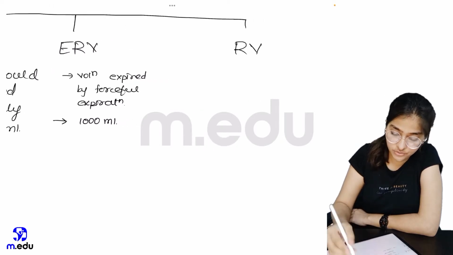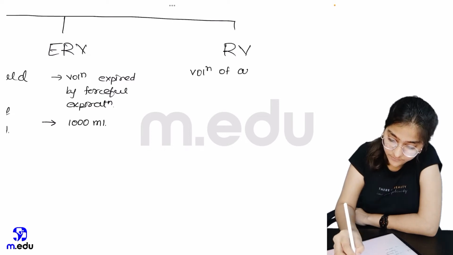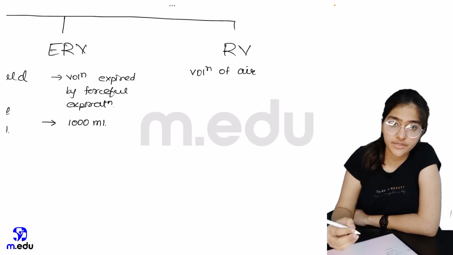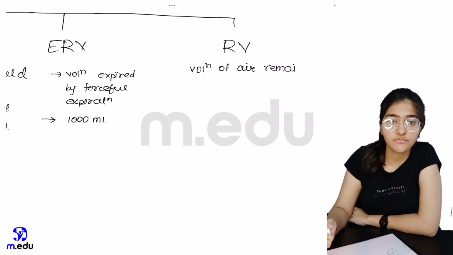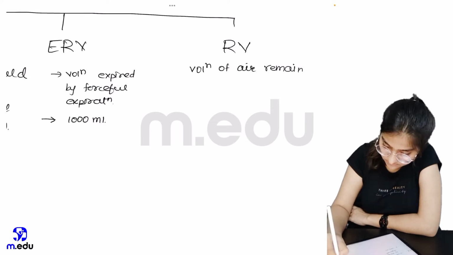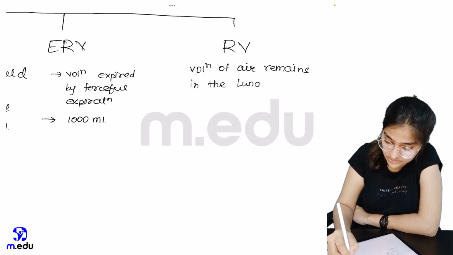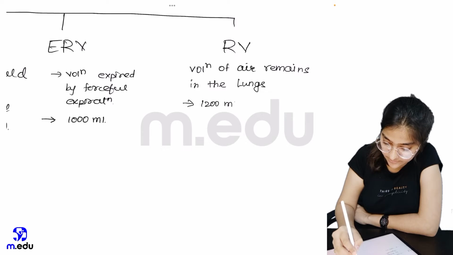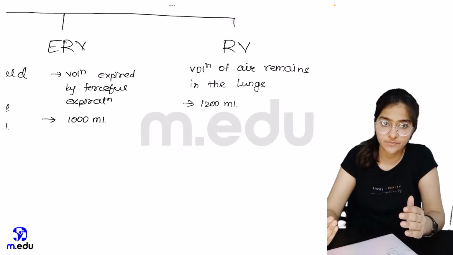Now let's come to the residual volume. The residual volume is the volume of air which is remaining in the lungs after normal inspiration or expiration. Residual volume is the volume of air that remains in the lungs. The normal value of residual volume is 1200 ml. This is the volume which is remaining in the lungs after forceful expiration.